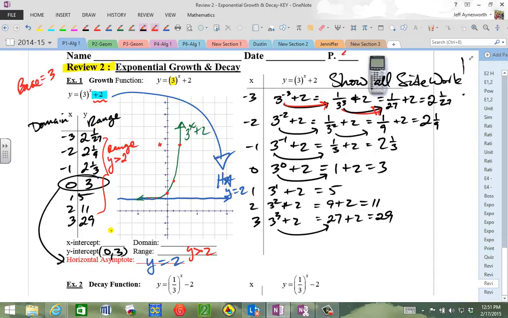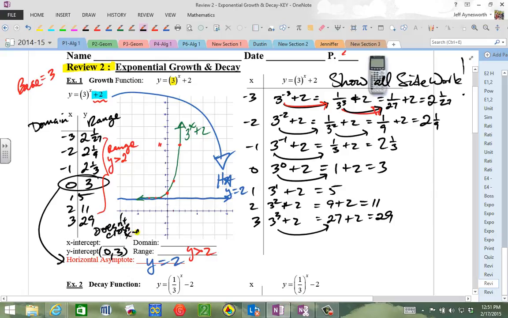It doesn't cross the x-axis here, and because of that, there's no x-intercept. The domain, as in all exponential functions, is all reals. So keep that in mind.